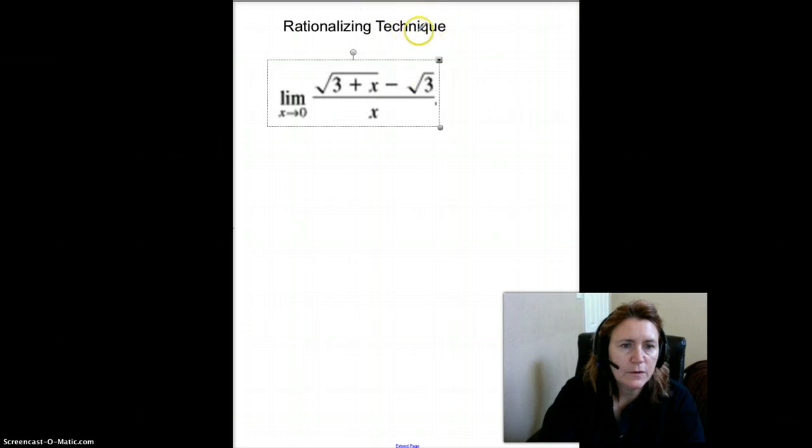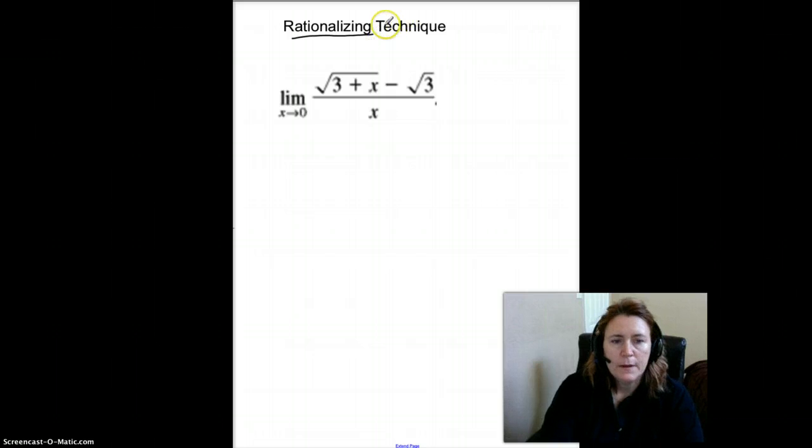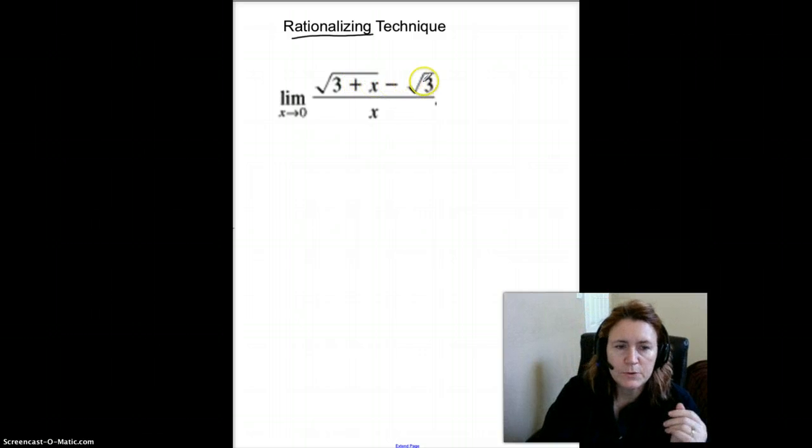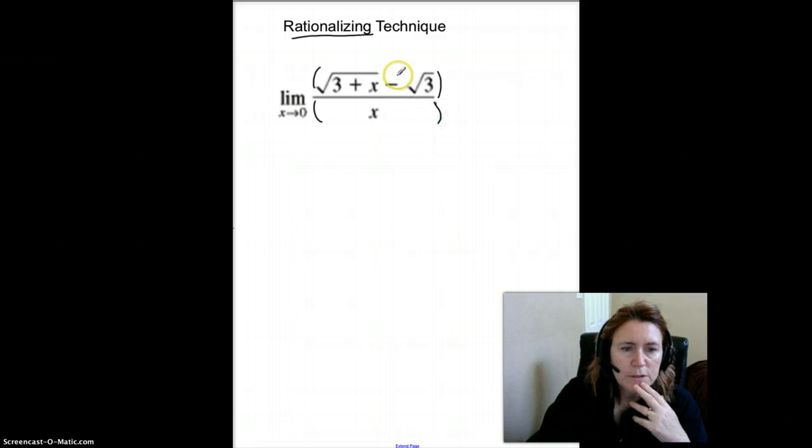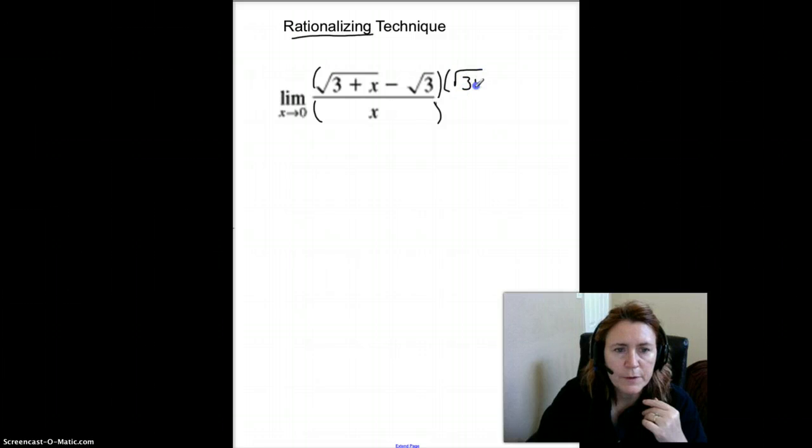Another technique is called the rationalization technique. Now, you'll know your cue to use rationalization whenever you have two radicals that are being added or subtracted. Now you know you can always multiply by 1 over 1. So what I'm going to do is multiply this mess by the square root of 3 plus x plus the square root of 3, divided by the square root of 3 plus x plus the square root of 3.